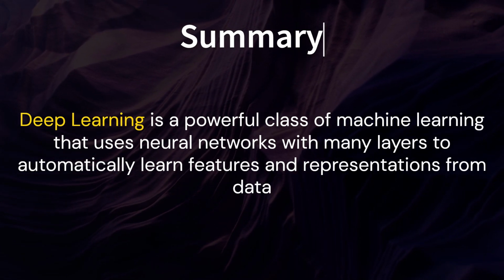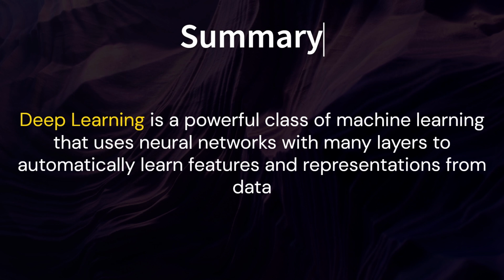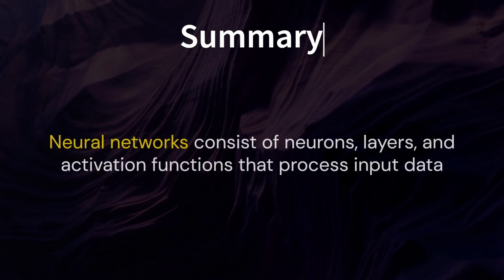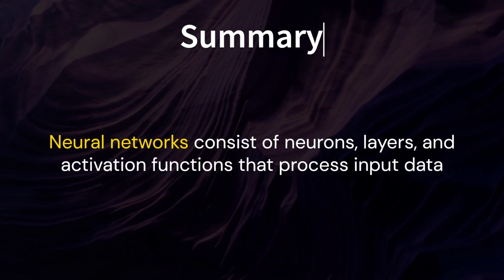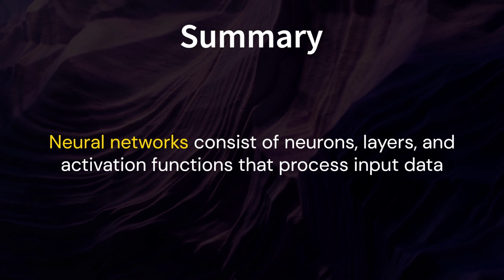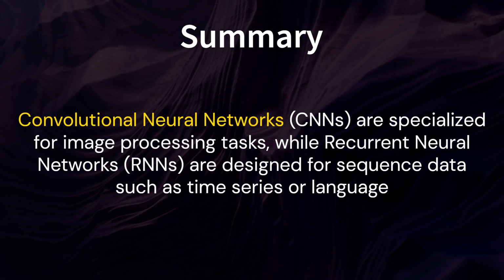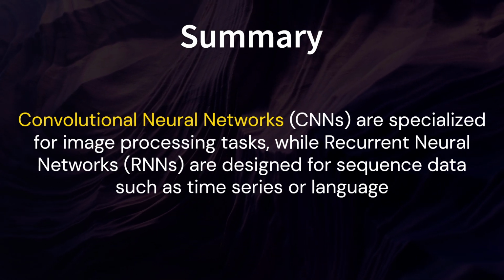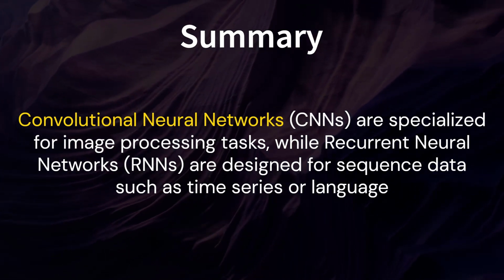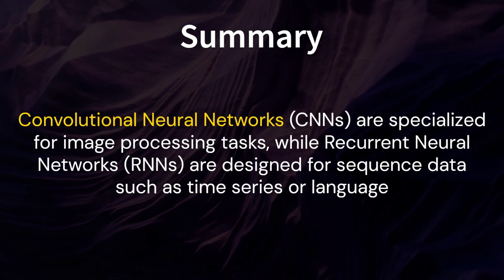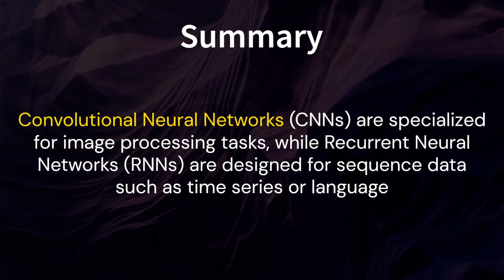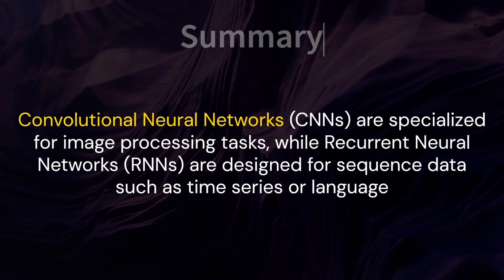To summarize, deep learning is a powerful class of machine learning that uses neural networks with many layers to automatically learn features and representations from data. Neural networks consist of neurons, layers, and activation functions that process input data. Convolutional neural networks, CNNs, are specialized for image processing tasks, while recurrent neural networks, RNNs, are designed for sequence data, such as time series or language.